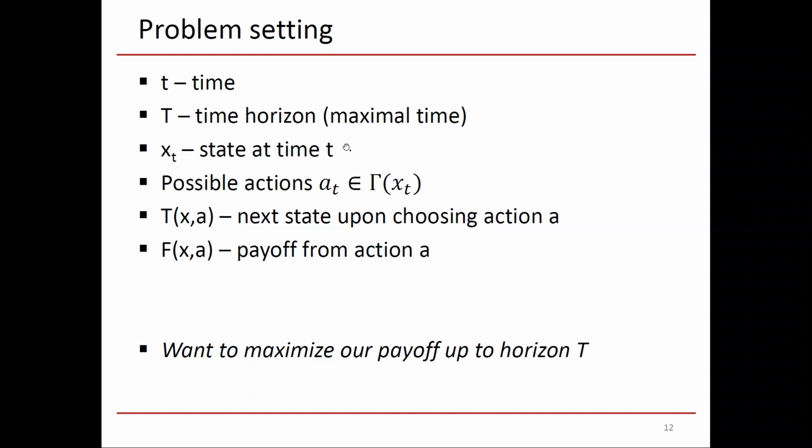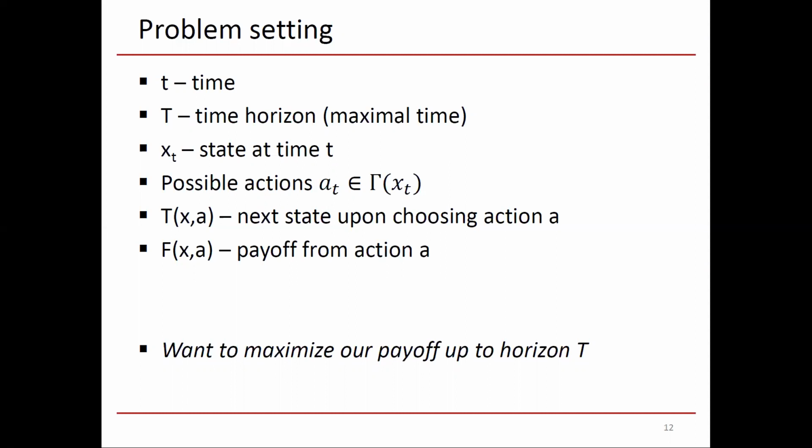And x_t is a state at this time in our state machine, and we have a set of possible actions. Omega is a function of x_t, and a_t is the action that we're performing at time t. So now capital T of x, a is the next state upon choosing action a. So we were in a certain state in my state machine, and because of the arrow, we're following the action a to the next state. And capital F is going to be a payoff from action a, an immediate payoff.